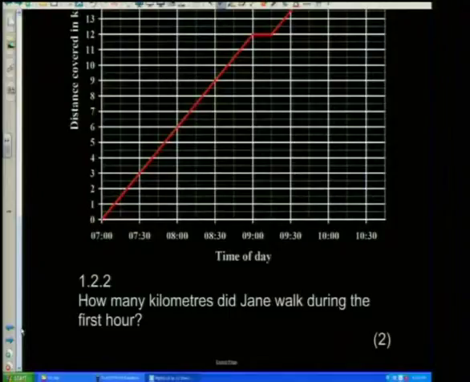How many kilometers did Jane walk during the first hour? Okay, well, if she started at 7 o'clock in the morning, an hour later will be 8 o'clock. Now, that means that's the distance she's covered. And if we draw a line along there, we'll see she covered 6 kilometers. Straightforward. There's nothing hard about this. Okay? Nothing hard about it at all.